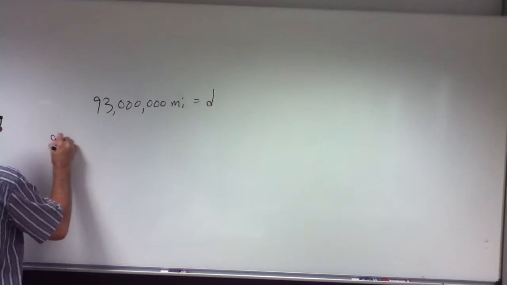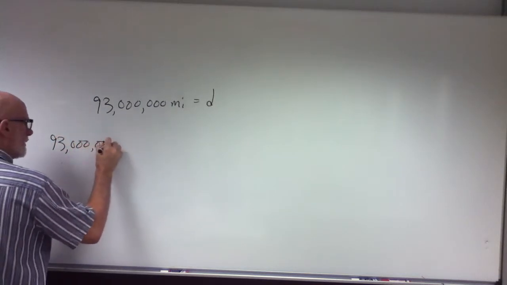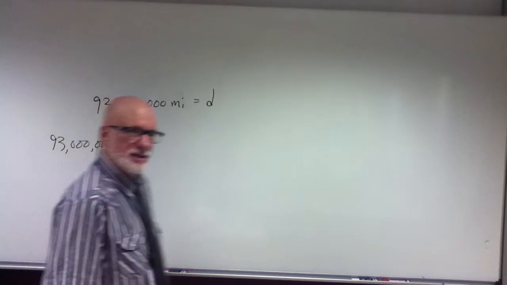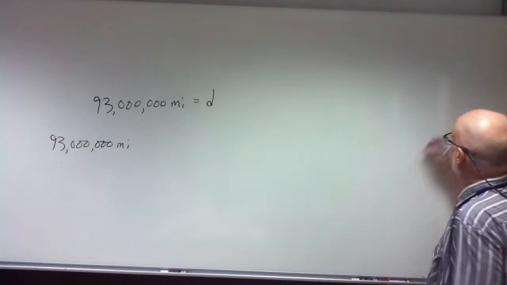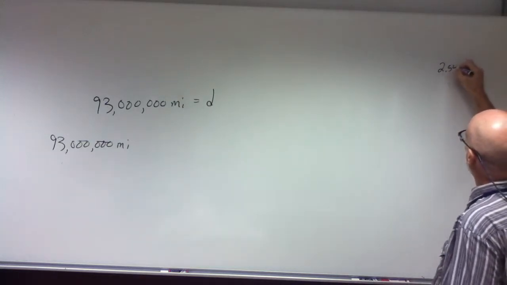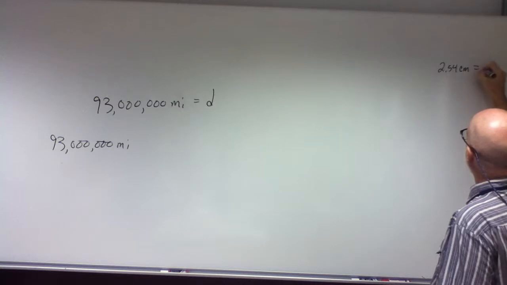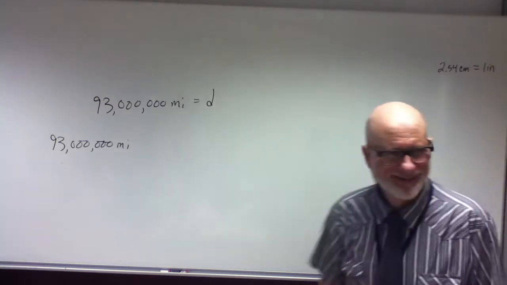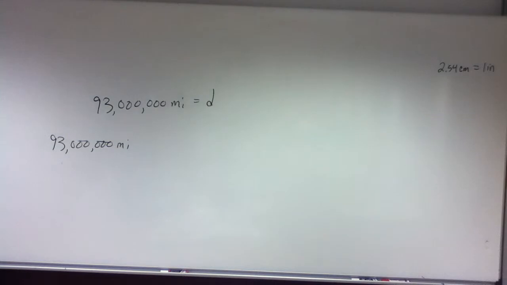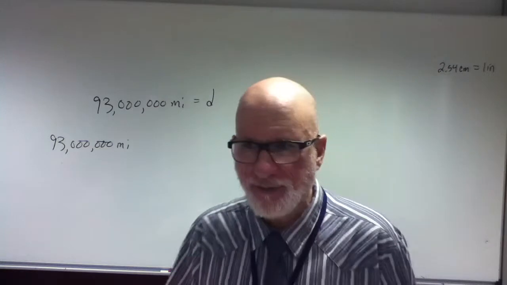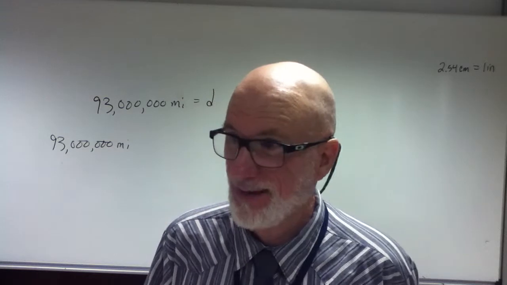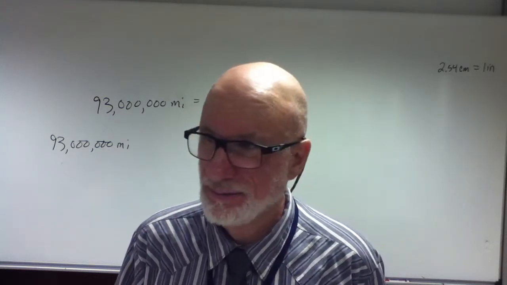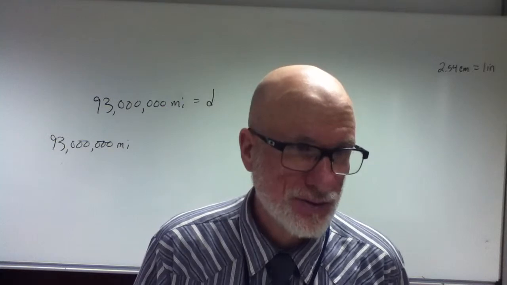So let's do this. We have 93 million miles, right? Now, this is the only equation I know to get to metric. This is a conversion: 2.54 centimeters equals 1 inch. Can you see that? That's going to be my conversion. So I have to go from miles to inches to centimeters. I know, weird, huh? And then I'm going to go back to meters. You'll see. You ready?